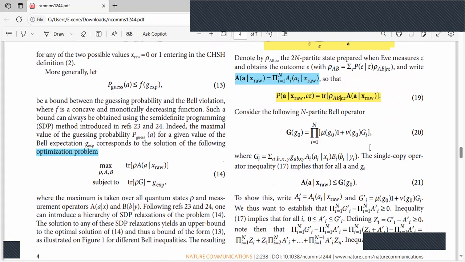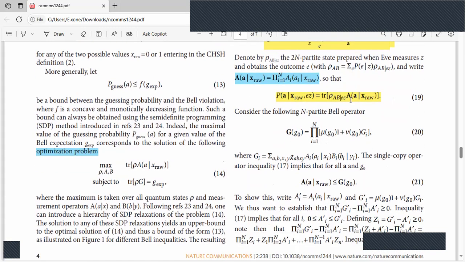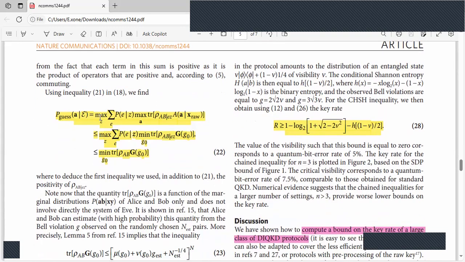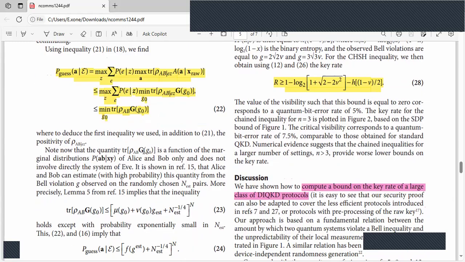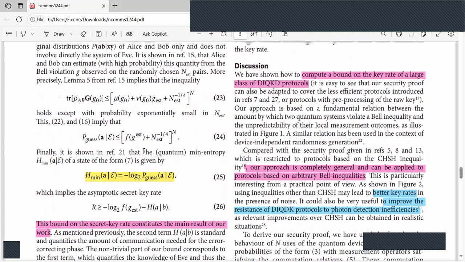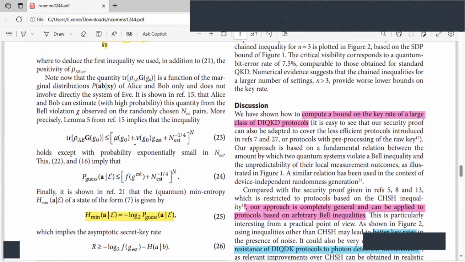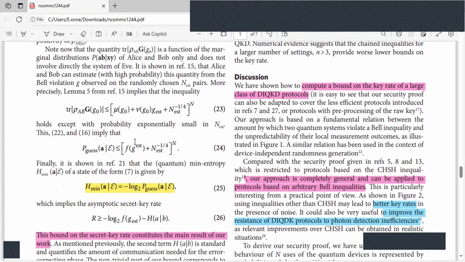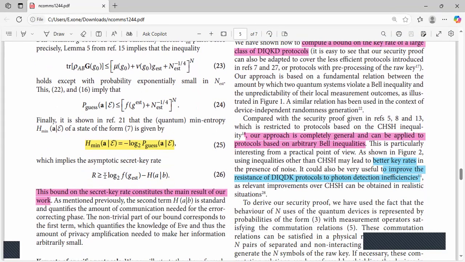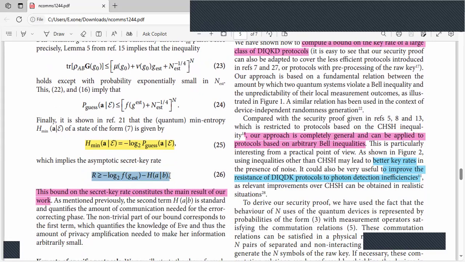As given above, the measurement operator is bounded by the Bell operator given in equation 20. And the overall problem is summarized in equation 22. That is the minimum of the trace of the given state and the given Bell operator. After doing some mathematical trickery and substitution of previous results, we get this form of the secret key rate in equation 26.